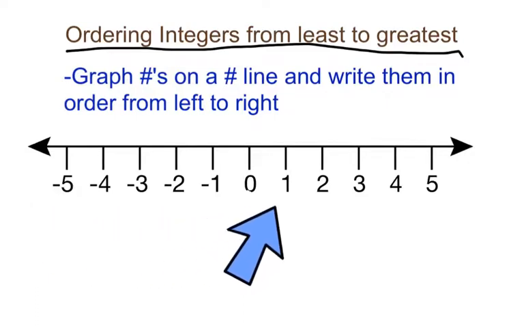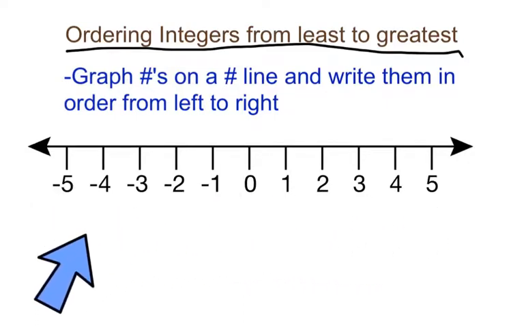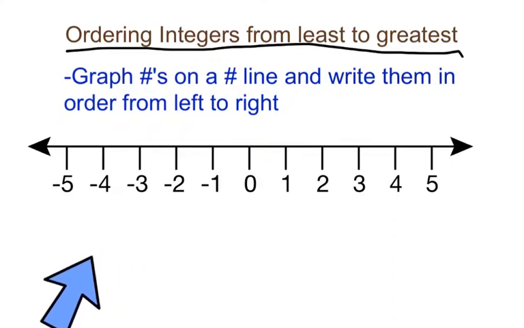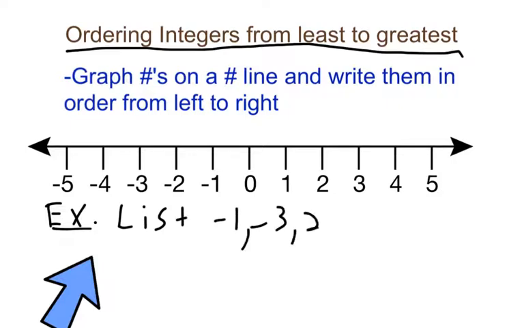All right, now that you're making your number line, we'll go ahead and try an example using that number line. So our example is list -1, -3, 2, and 0 from least to greatest.